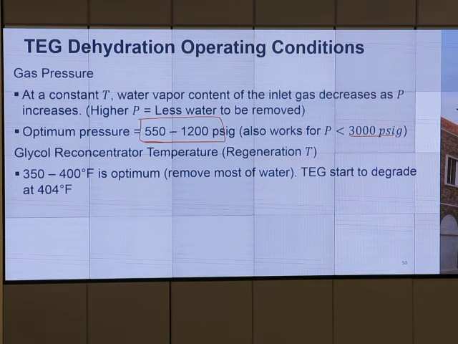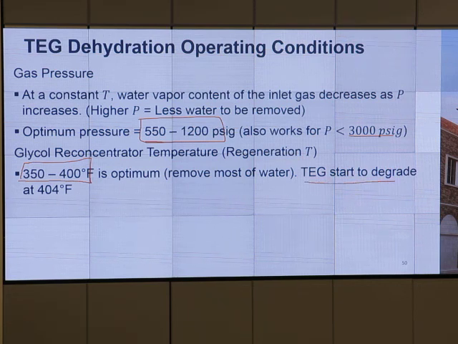Regeneration temperature should not be more than 400. 350 to 400 is enough to remove all water. Hotter than that, TEG starts to degrade. Not good.